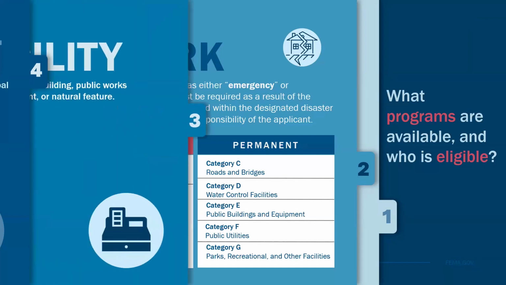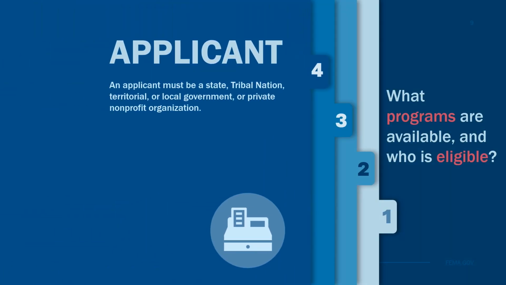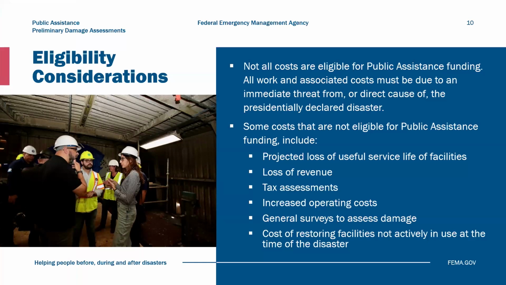A facility must be a building, public works system, equipment, or improved and maintained natural feature. Finally, applicants must be a state, tribal nation, territorial or local government, or a certain type of private nonprofit. Not all costs are eligible for public assistance funding. Work and associated costs must be due to an immediate threat from or direct cause of the declared disaster.